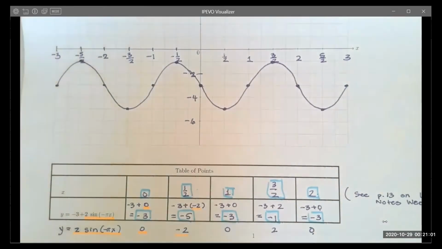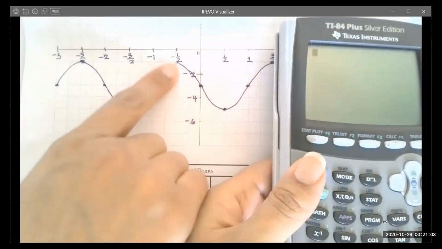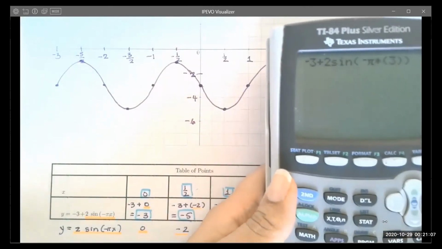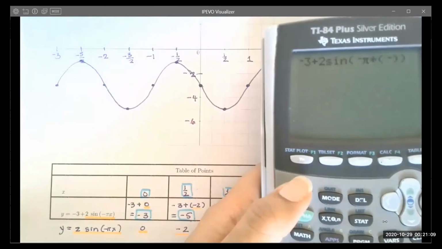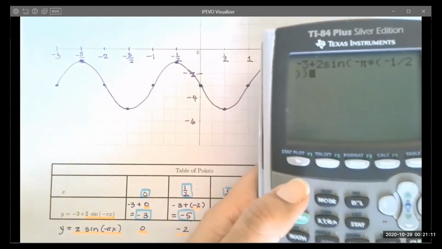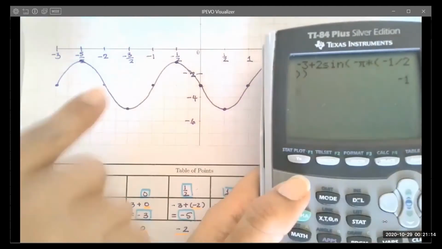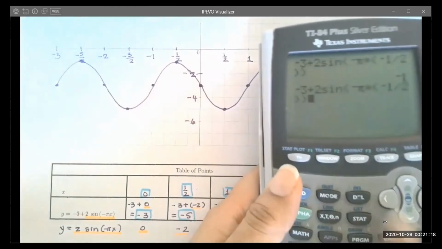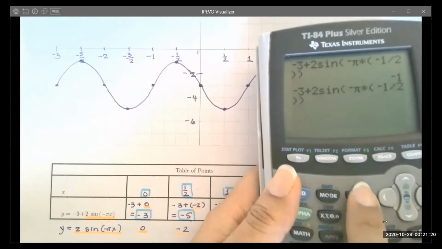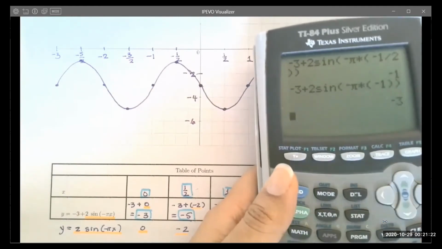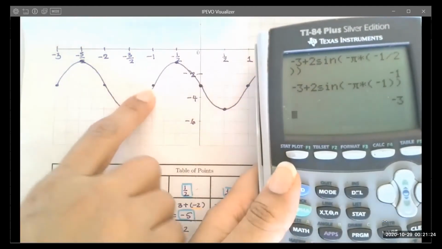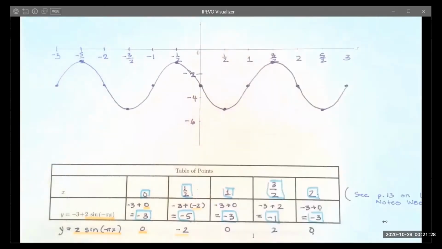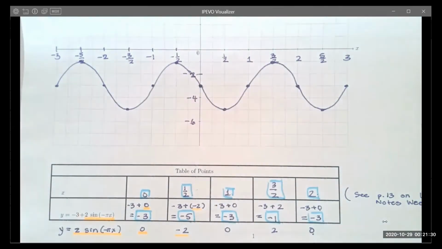Now just to verify, let's check some of these x values, starting with maybe negative 1/2. So if I type negative 1/2, here we get a negative 1, which is this point. If I check negative 1, we're going to get negative 3, which is this point, and so on and so forth. You can just continue to plug them in, and you'll get those points.